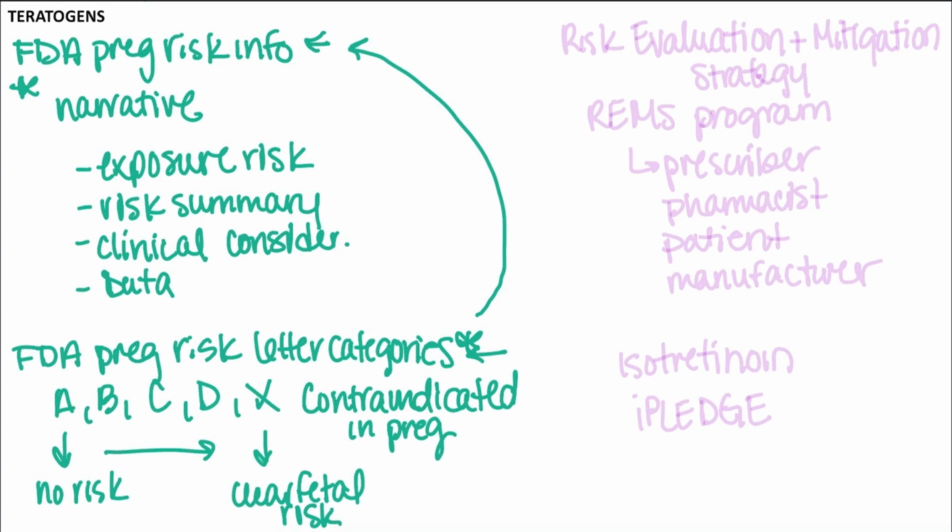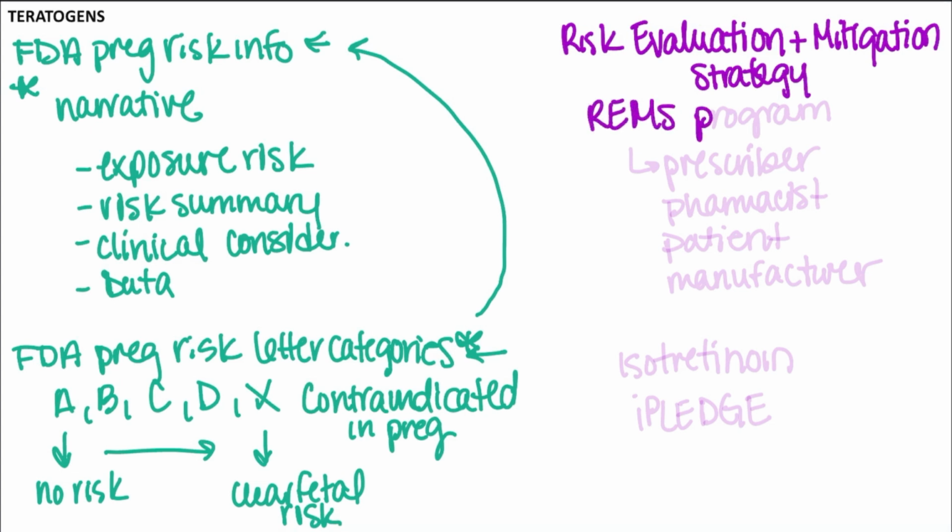A second measure in place is a risk evaluation and mitigation strategy, or a REMS program, for some extremely high-risk teratogenic agents. Now, I do want to point out that REMS programs are not specific for teratogenic agents, and can be found for a multitude of agents requiring added safety measures. But we will just focus on the teratogens here.